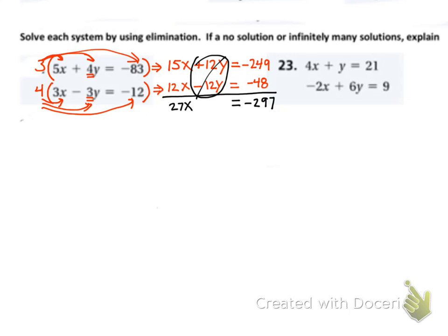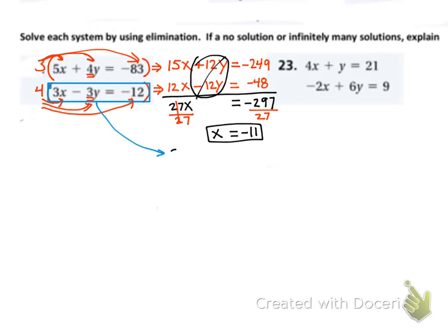And then I have adding 15x and 12x is 27x, and adding negative 249 and negative 48 is negative 297. Notice that throughout the entire expression, I always refer to adding. Even though I do have negative numbers, I refer to adding the opposite. So 27x divided by 27, divided by 27, that tells me x is equal to negative 11.